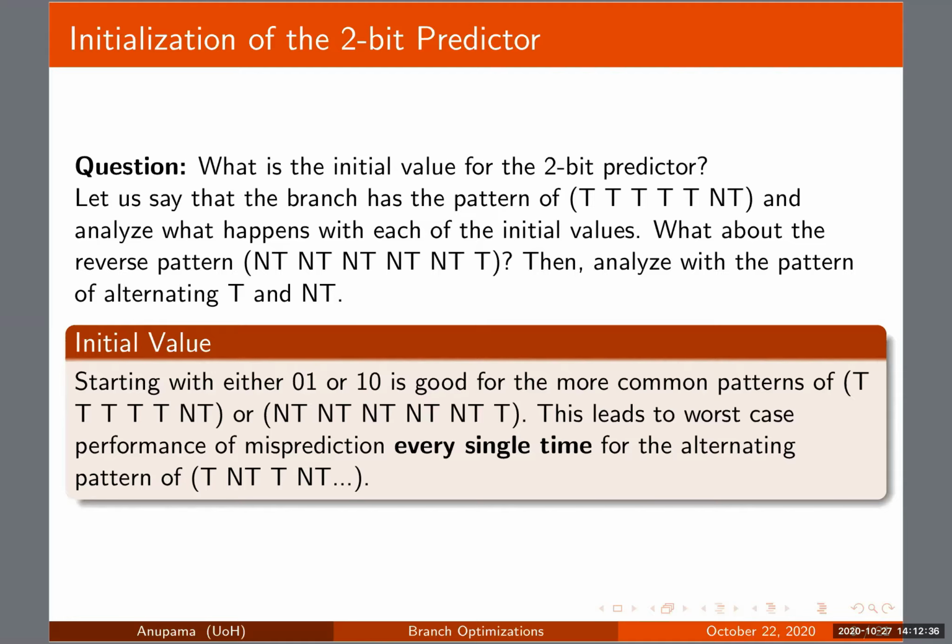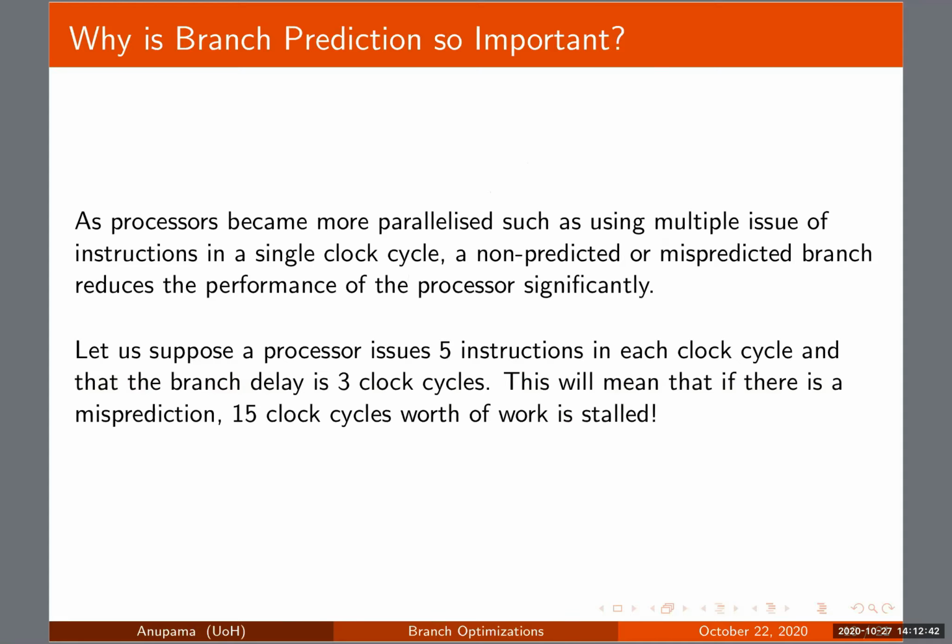And why is branch prediction becoming so important? Branch prediction has become important because most of the processors today do not issue one instruction in every clock cycle. They actually issue multiple instructions in a single clock cycle. So if you don't predict a branch, or you have a mispredicted branch, the situation is going to be very bad. Like I wrote in the example, supposing a processor issues 5 instructions in each clock cycle, and the branch delay is 3 clock cycles.